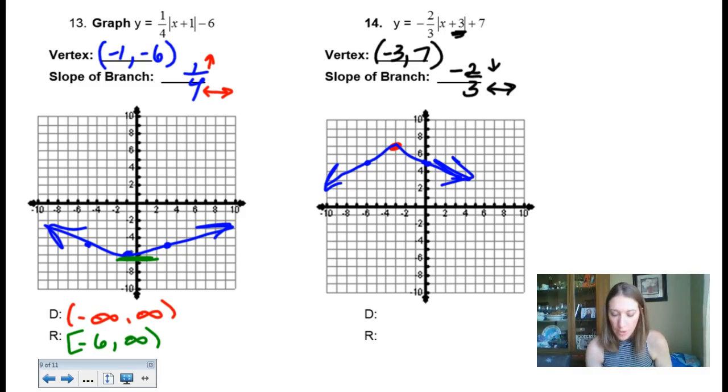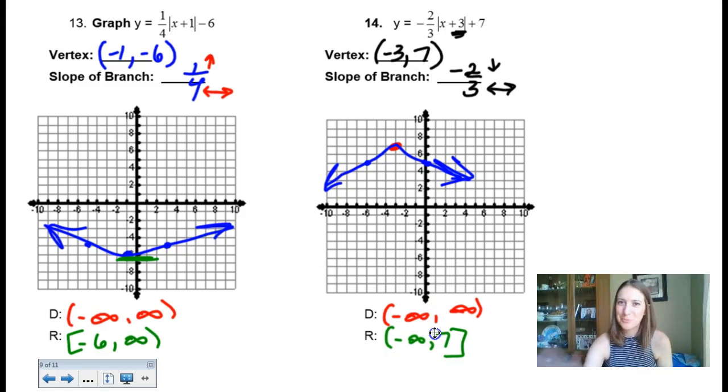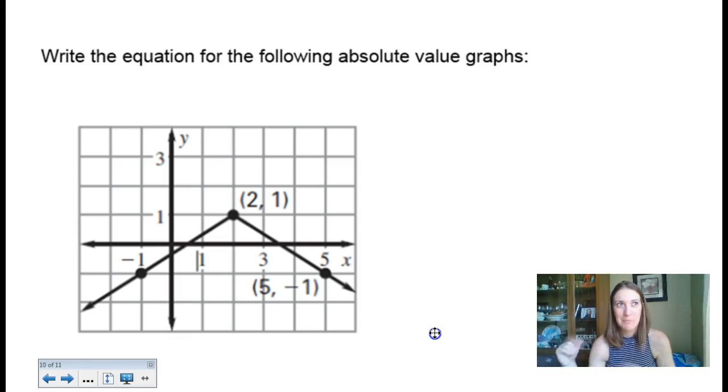Ooh, that's ugly. Okay, so domain, negative infinity to infinity, and range, now careful here, it is reflected, so the range actually is unbounded on the bottom. So negative infinity up to 7, and it does have a point at 7. So that was fun, graphing given a formula.